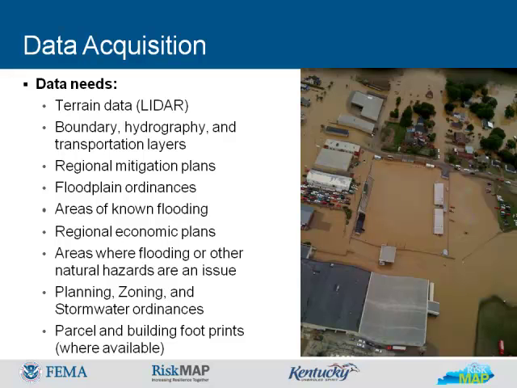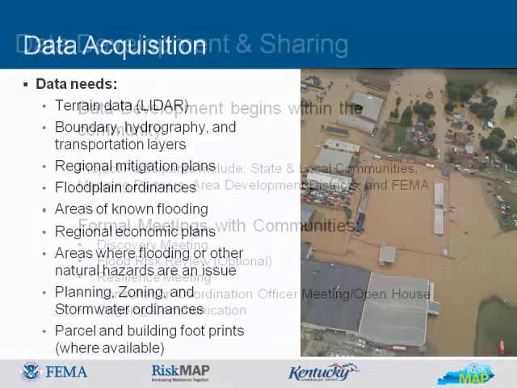Data needs include, but are not limited to, terrain data such as LiDAR, boundary, hydrography, and transportation layers, regional mitigation plans, floodplain ordinances, areas of known flooding, regional economic plans, areas where flooding or other natural hazards are an issue, planning, zoning, and stormwater ordinances, and parcel and building footprints where available.